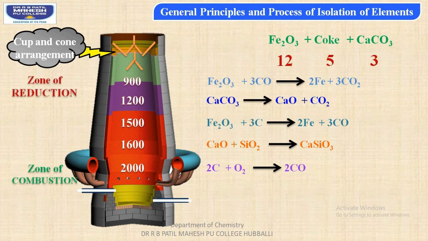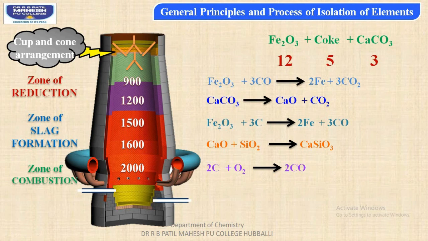It is the zone of combustion, whereas at the top, that is in the range of 900 to 1200 degrees Celsius, it is the zone of reduction, wherein reduction of ferric oxide to iron metal occurs, and in between both these zones we can see the zone of slag formation, that is the calcium silicate, which is produced in the range of 1500 to 1600 degrees Celsius.